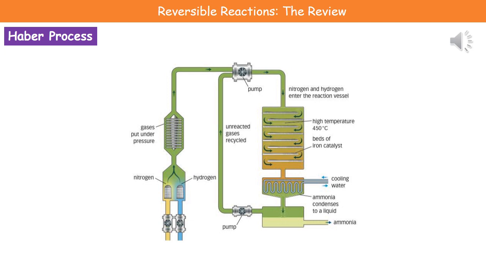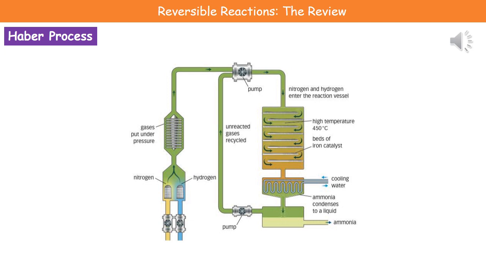So what we've got in the bottom left of the diagram there, we've got our gases coming in. So we've got nitrogen and we've got hydrogen. They're brought in and then put under pressure first of all, and this is a pressure of about 200 atmospheres. They're then going to be pumped into the main reaction vessel.